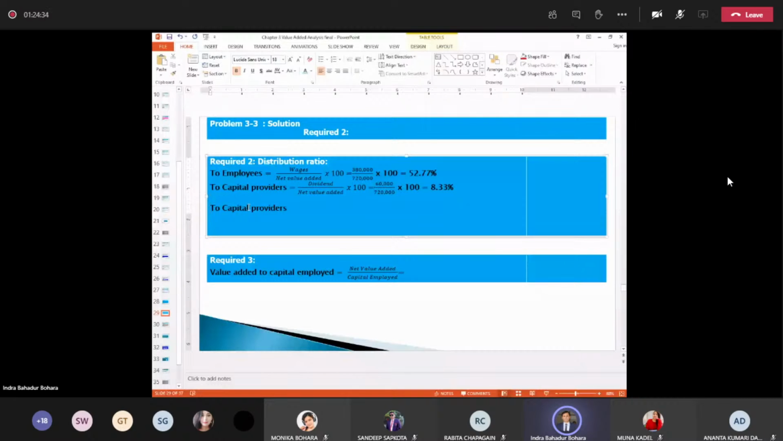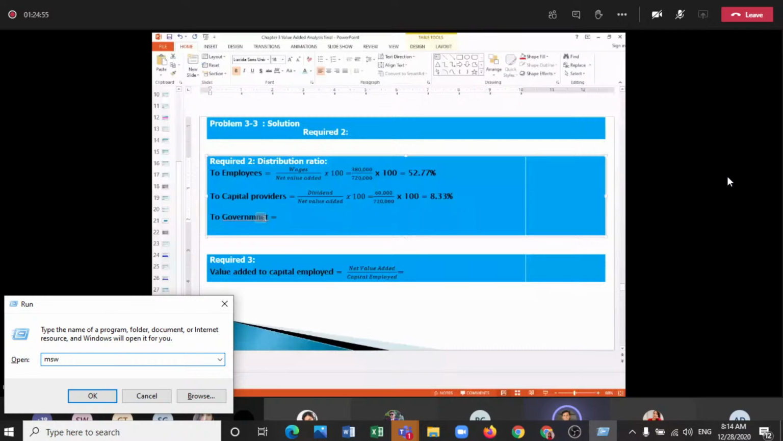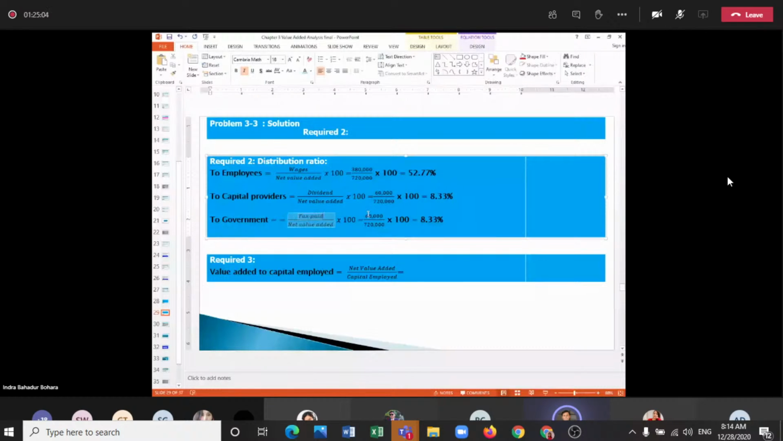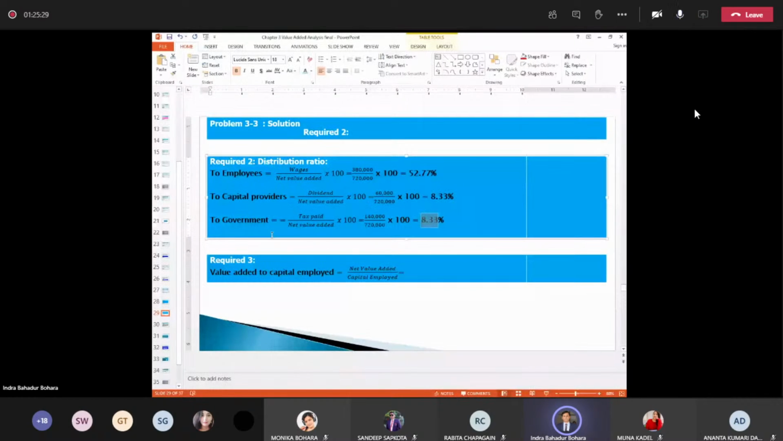Not capital provider, government. What percentage to government? It comes to 19.44.